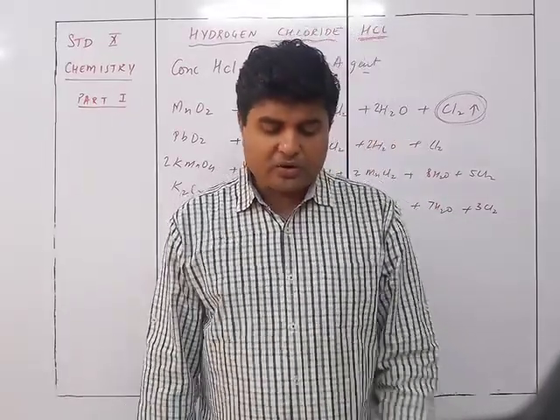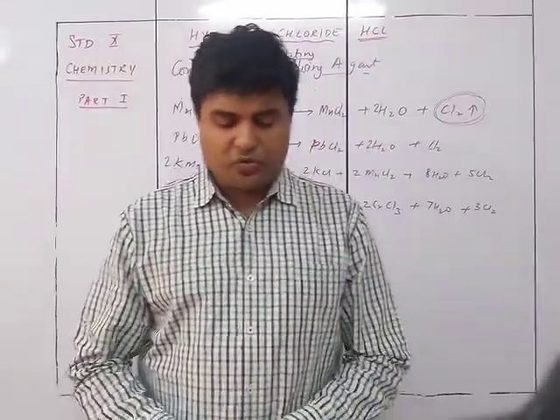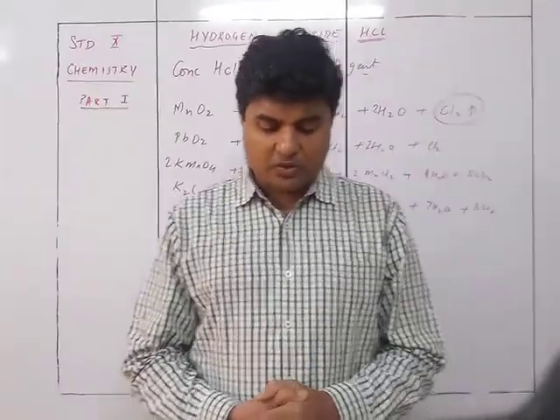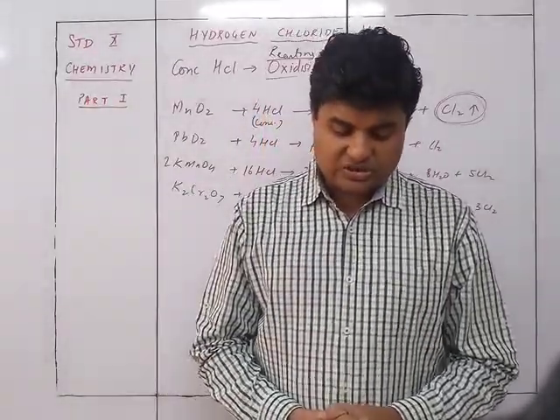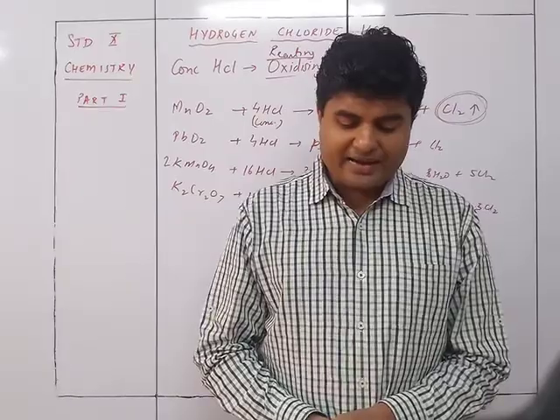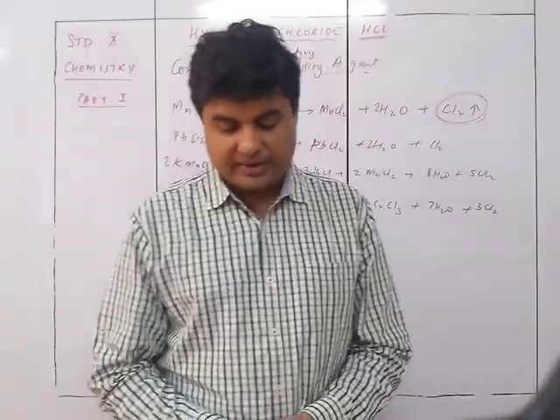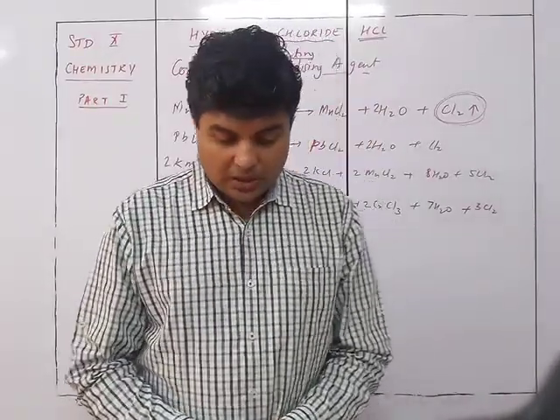The uses of hydrochloric acid: in industries it is used for making dyes, drugs, paints, silver chloride, glucose from starch. In the following industries like tanning industry and soldering industry. Okay, that is for industrial uses.